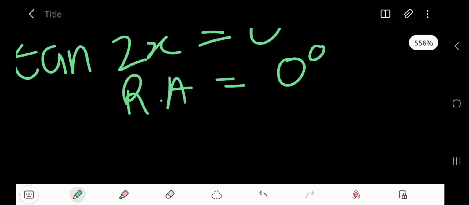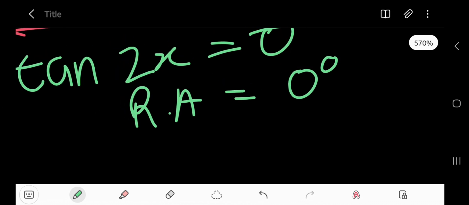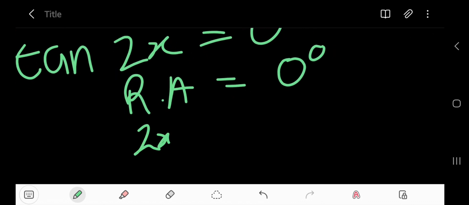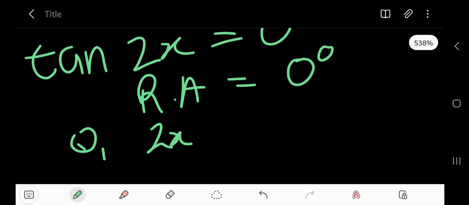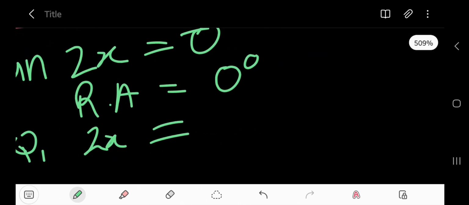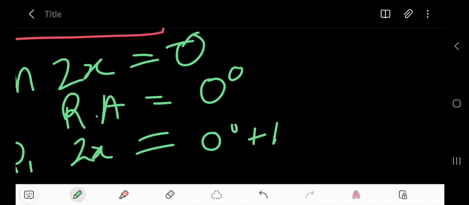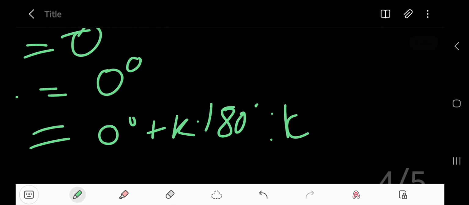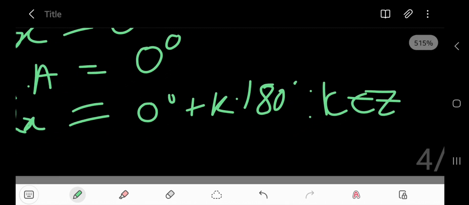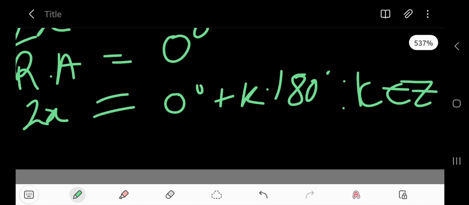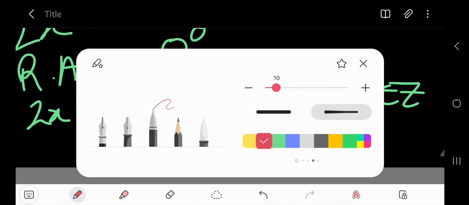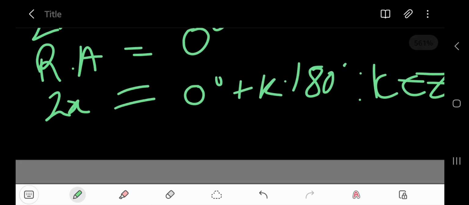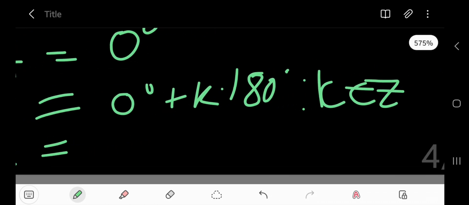So what we can do now is just to say, let's say 2x. So this is the Q1. This could be done just by inspection, because the question is just 2 marks, but we're just doing it the long way for understanding purposes. So 2x is equal to 0 degrees plus k times 180, because this is tan, with k an element of integers. So in this case, what we can realize is that if we replace... hey, let's wait a second. We haven't divided. So x is equal to 0 divided by 2, which is still 0.